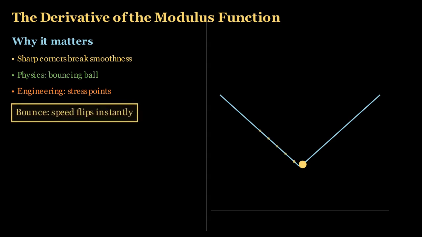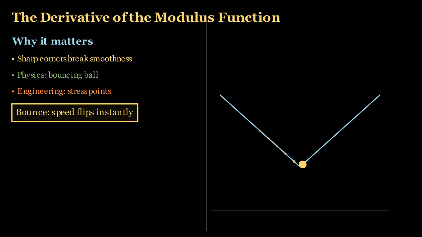In engineering, sharp corners in a shape can concentrate stress, making materials crack. Finding where a derivative does not exist helps us spot these critical moments and weak points. So the derivative of the modulus function is our first simple example of a non-differentiable point, a place where the slope cannot be pinned down to one value. Let's derive this step by step.